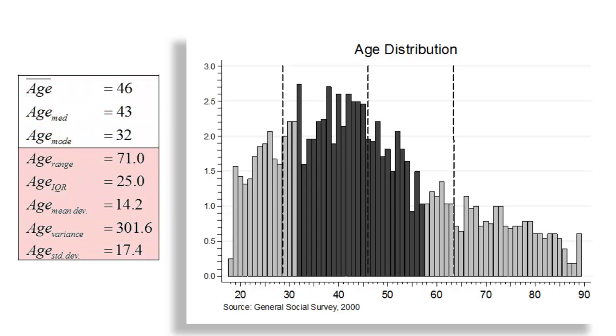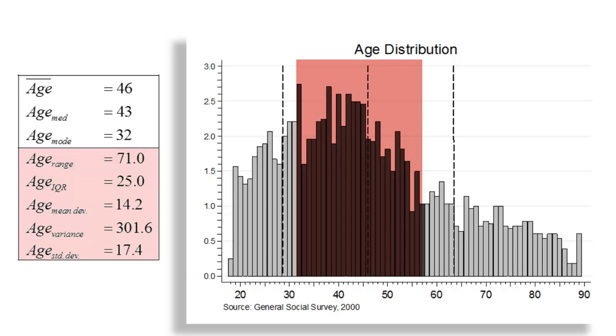Our range goes from the column on the far left to the column on the far right, and that's equal to 71 years. Our interquartile range is 25 years. That is the middle 50% of the distribution centered around the median, and that's that shaded dark area in the middle. That's the concentration or a measure of dispersion around the median.